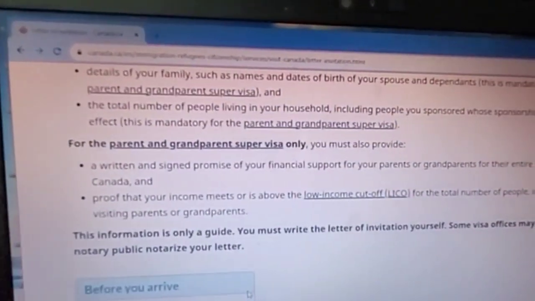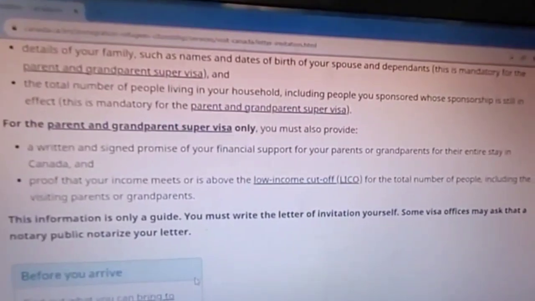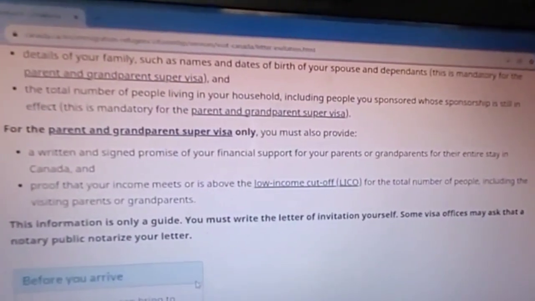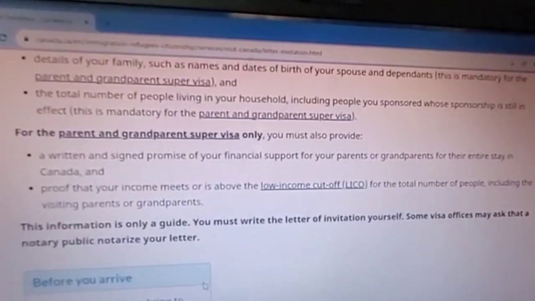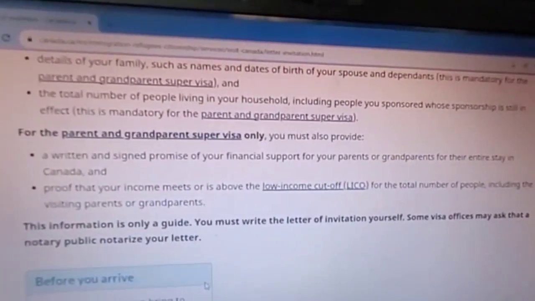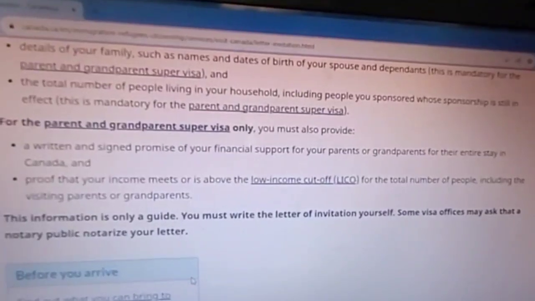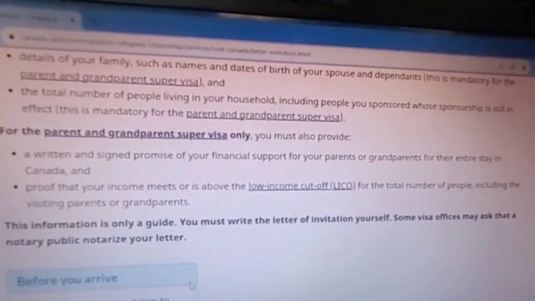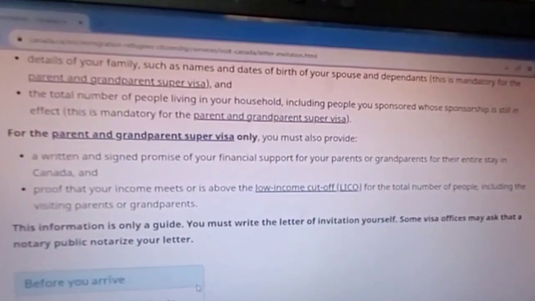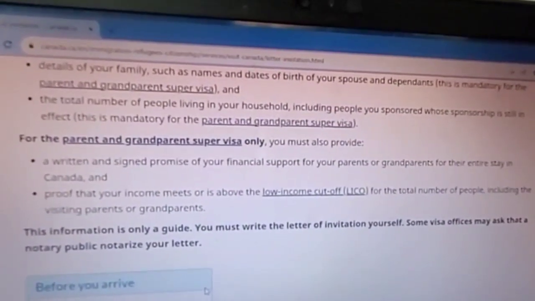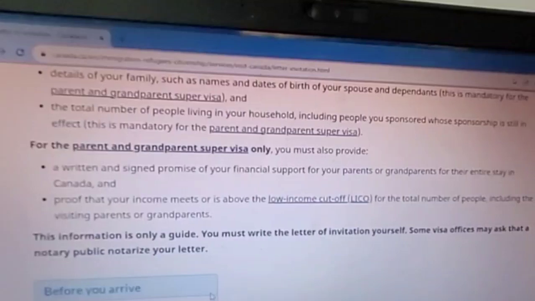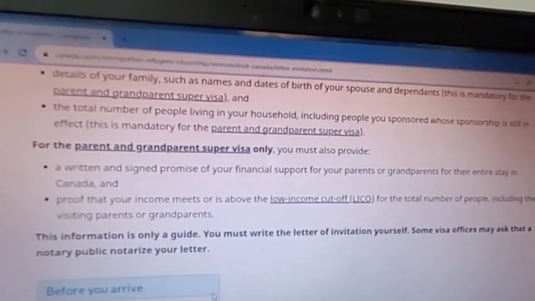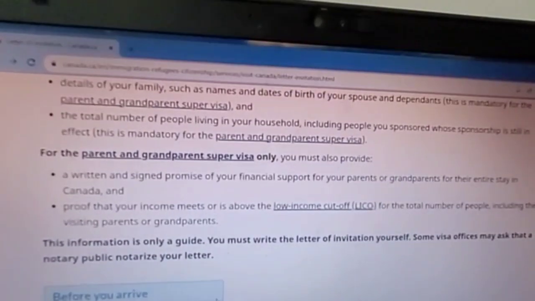So for parent and grandparents super visa only, you must also provide. If you're applying for your parents or your grandparents, you must include in the letter a written and signed promise of your financial support for your parents and grandparents for their entire stay in Canada, and proof that your income meets or is above the low income cutoff, the LICO, for the total number of people, including the visiting parents or grandparents.